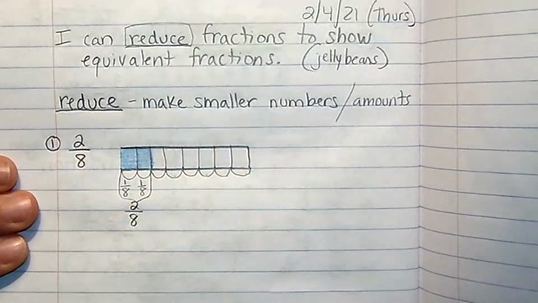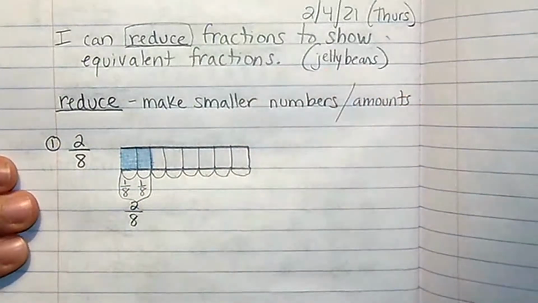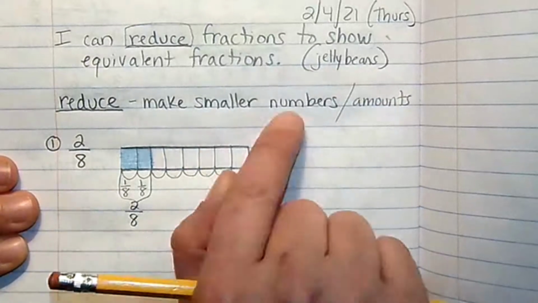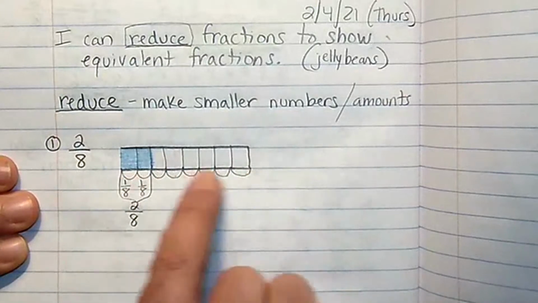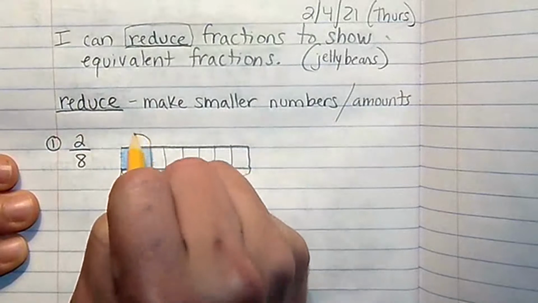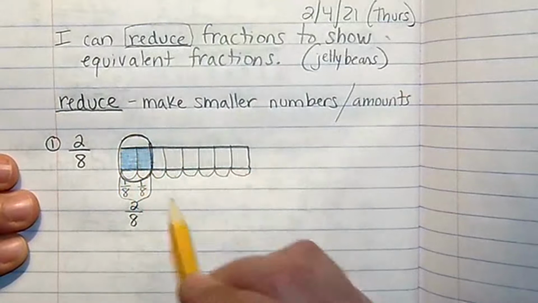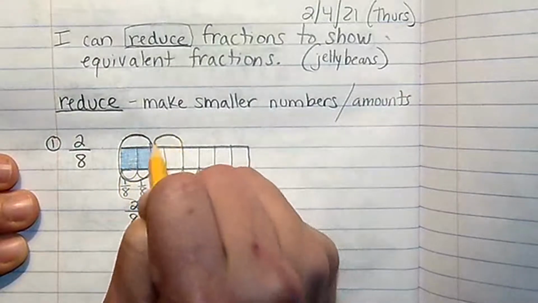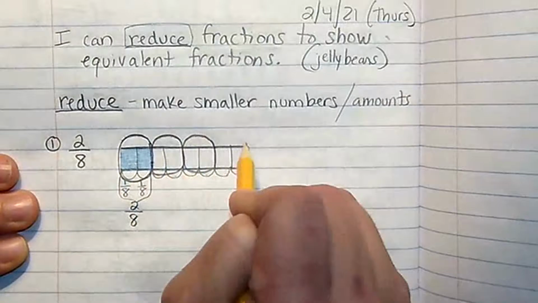Now, this is what we're going to be doing today. Today, we're going to be circling groups. We like to call these the jelly beans. We're going to be circling equal groups to make bigger groups, but smaller numbers. And I'll show you how this works. I have to circle equal groups of what I have. Well, guess what? I have 2 that are shaded in, so I'm going to circle these 2 together. And that's going to be a jelly bean. And once I get my size, all of my jelly beans have to be the same size. So if they're going to be by 2s, then all of them have to be by 2s.